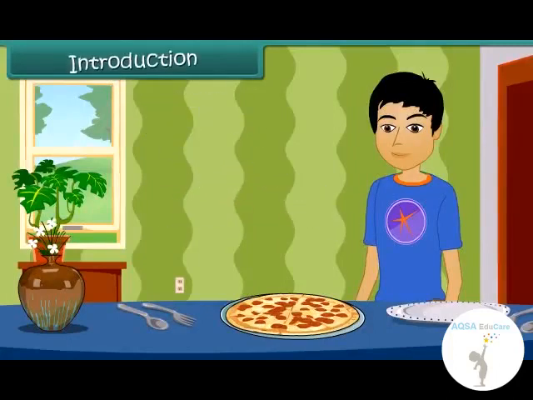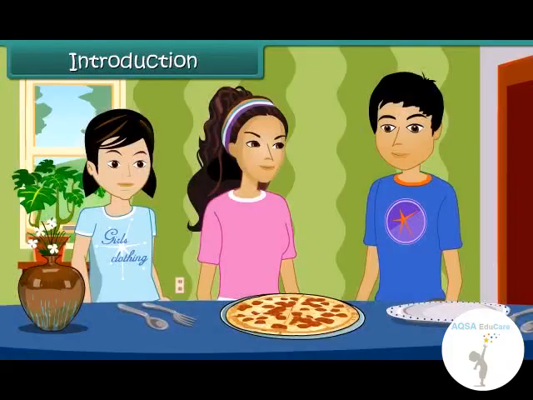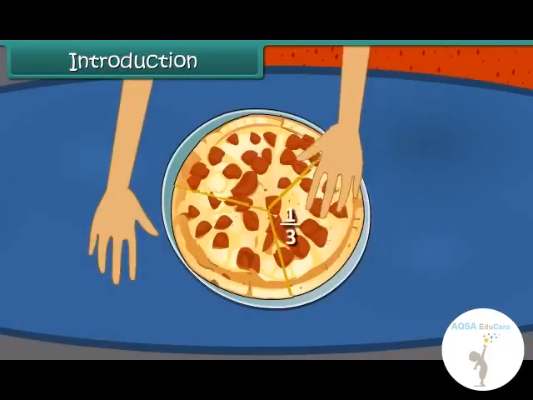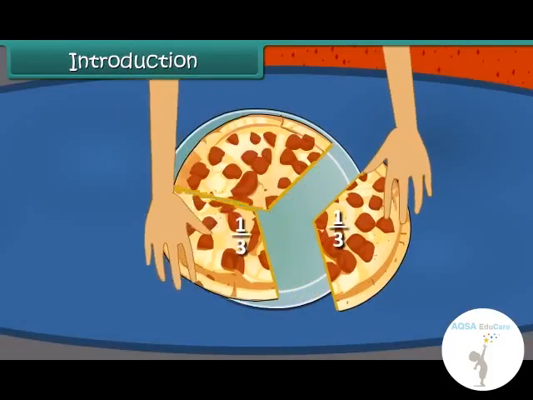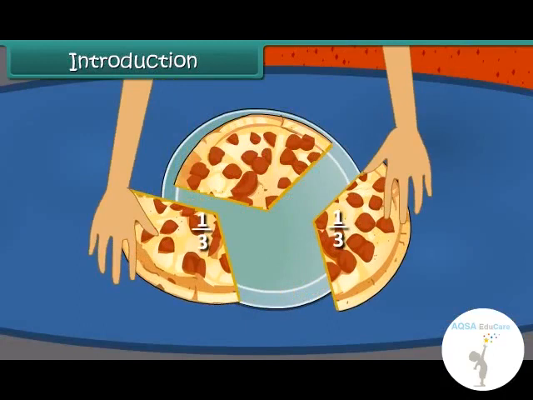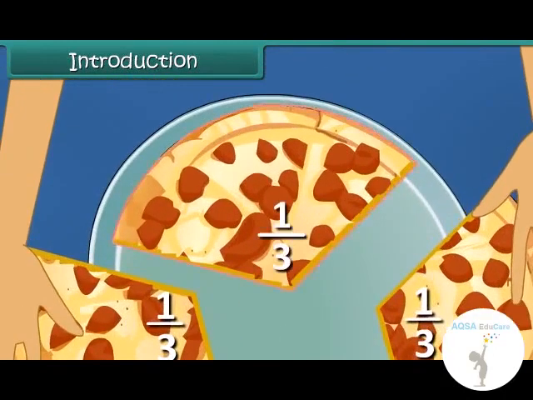Introduction. Suppose Rahul has a pizza. He has to share this with his sisters Rima and Nina. He has to give 1/3 of it to Rima and the same to Nina. Then how much is left for Rahul?